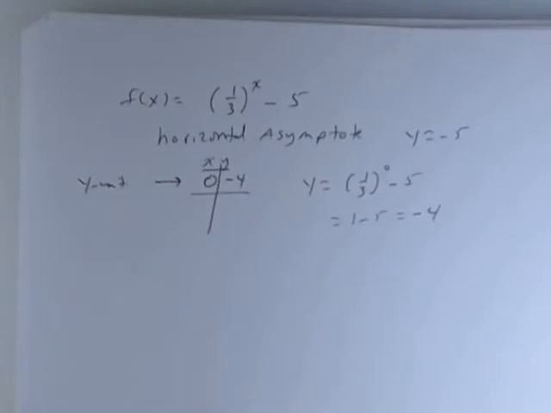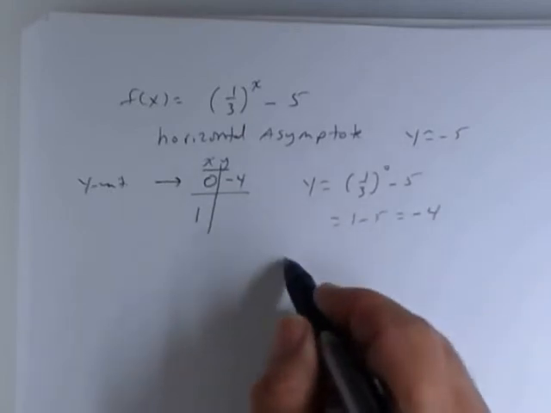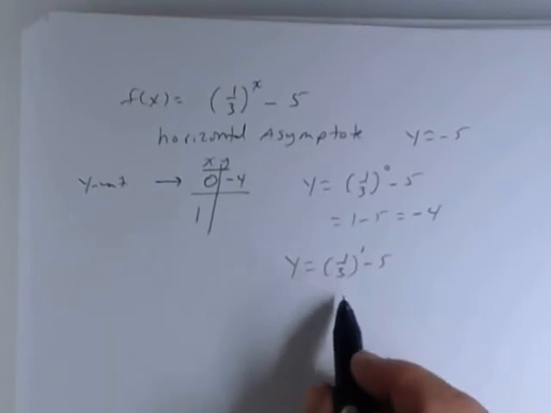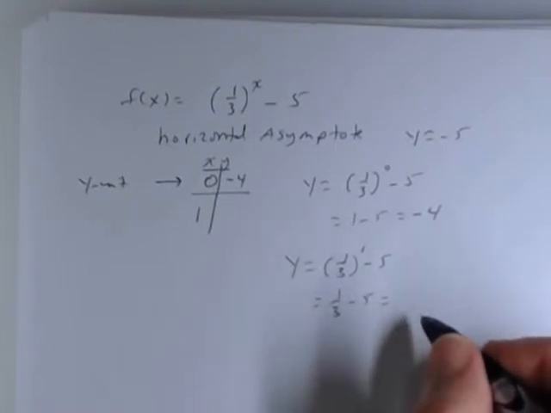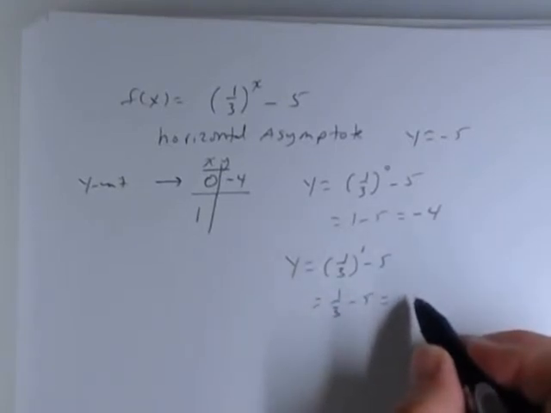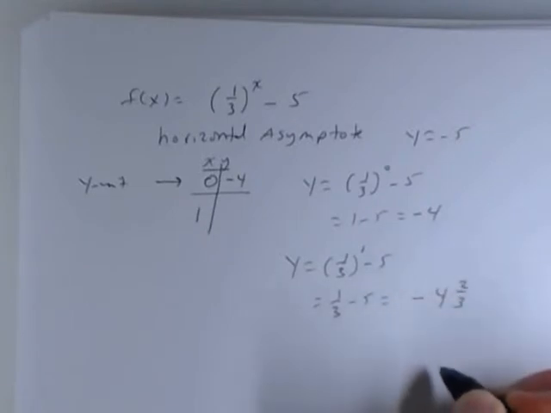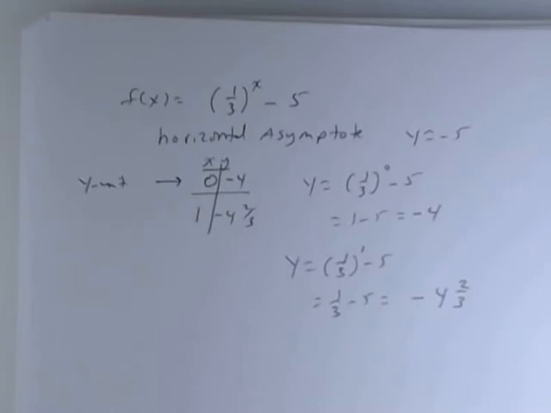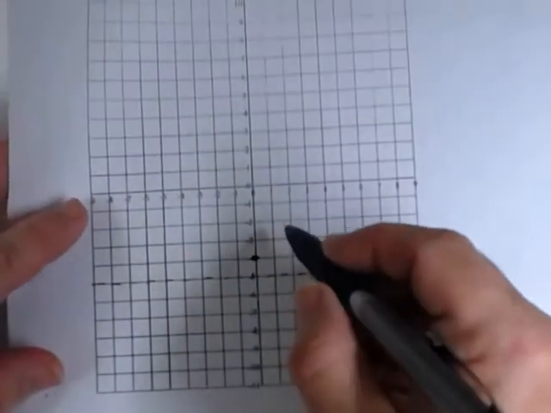Okay? Now give me another number for x. 1. So if x is 1, I get y equals 1/3 to the first power minus 5. Now you may need a calculator for this because you do have a fraction. So you have 1/3 minus 5, which is what mixed number? Use your calculator if you need to. -4 and 2/3. Make sure you got that. So 1, -4 and 2/3 is here.